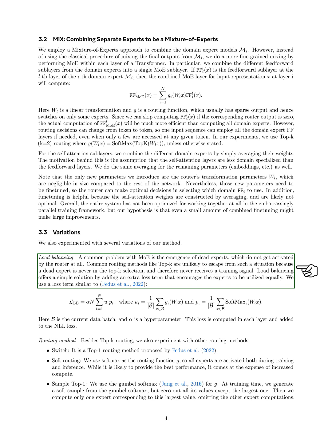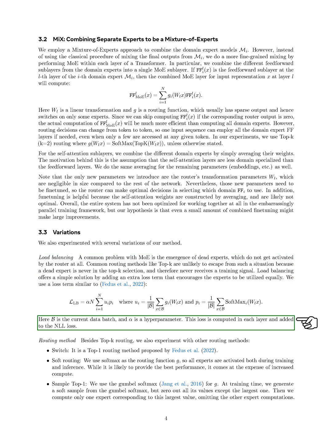This method involves adding an extra loss term to encourage all the experts to be used equally during training. The loss term calculation involves the current data batch and a hyperparameter alpha. This additional loss is computed in each layer and combined with the negative log likelihood, NLL, loss.